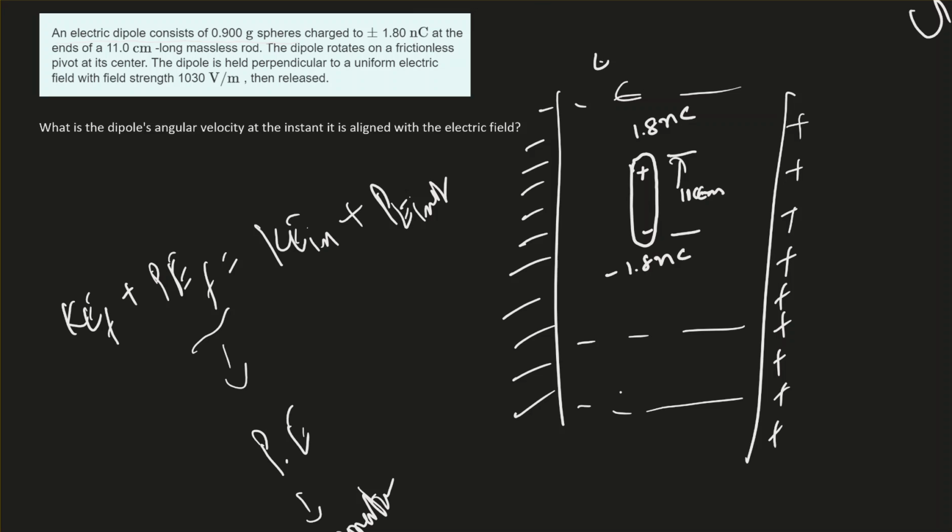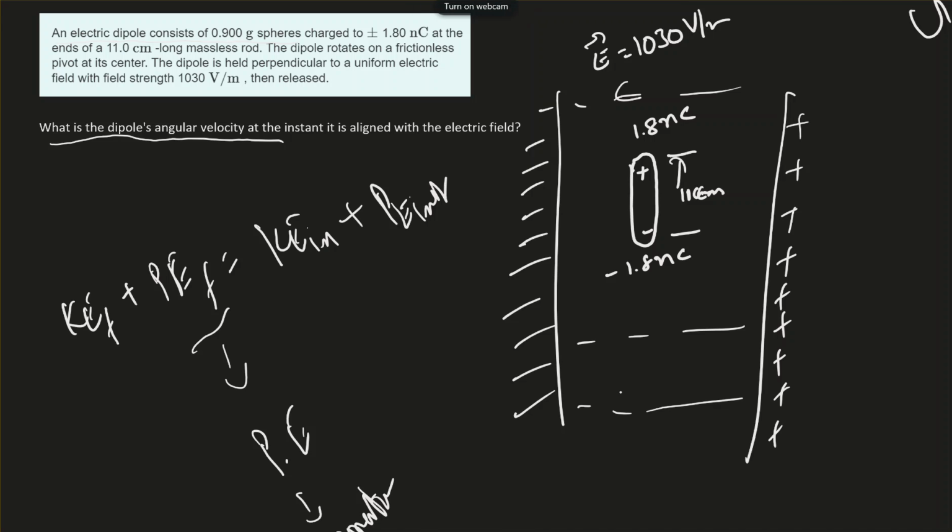That electric field value is given, E equal to 1030 volt per meter. Now the question is asking: what is the dipole's angular velocity omega at the instant it is aligned with the electric field?